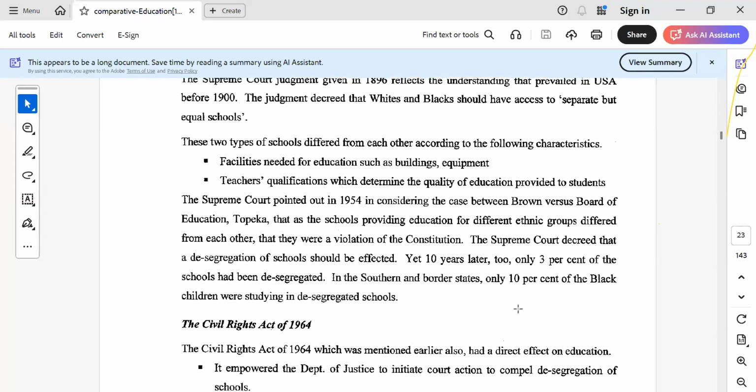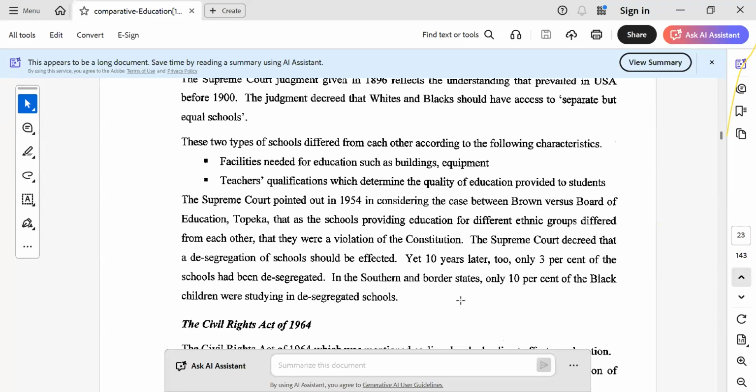The Supreme Court decreed that desegregation of schools should be effected, yet 10 years later, only 3% of the schools had been desegregated. 10 years later, 3%. So you can see the attitudinal change is very slow. So 10% of the black children were studying in desegregated schools.